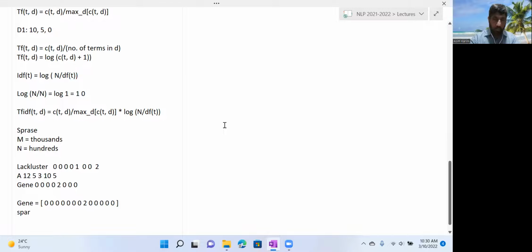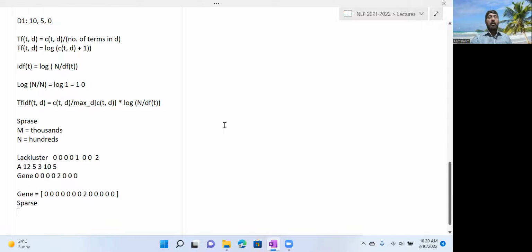Sparse. So only a few values are non-zero, and as such, these representations are sparse. And of course, they are also very long. For each word, the length would be equal to the number of documents, and for each document, the length would be equal to the vocabulary size.